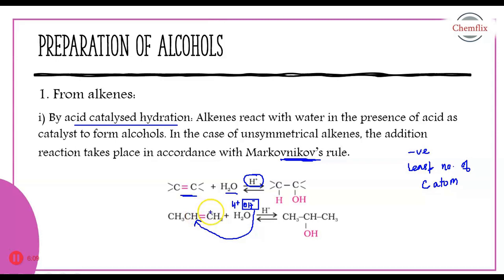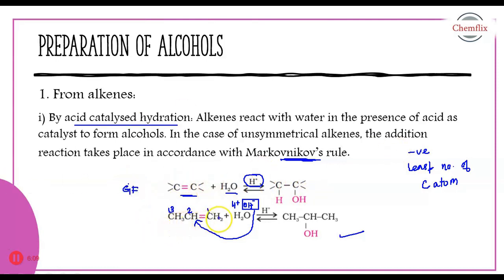So here, which one is the carbon containing the least number of hydrogen atoms? This carbon is the one containing the least number of hydrogen atoms. So the negative part OH will go to the second carbon atom. So this is in accordance with the Markovnikov's rule. So when you are adding water to the C double bond C group, that means alkene, in the presence of an acid, you will get this type. That is the general formula.